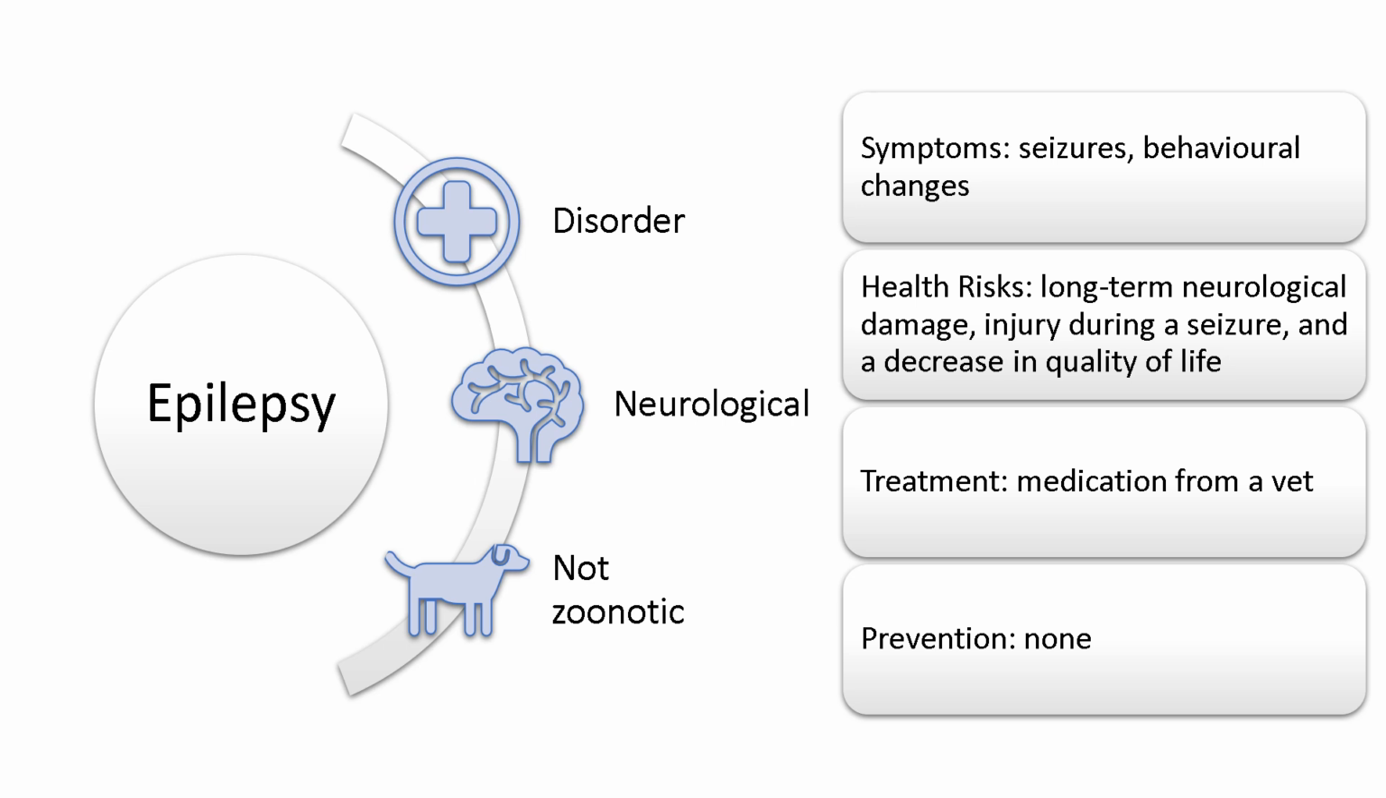Prevention of idiopathic epilepsy is not possible as it is often genetic, but managing the condition with medication can help prevent seizures. In cases of symptomatic epilepsy, preventing the underlying cause, such as treating the infection, tumour, or brain injury, can help manage or reduce seizures.